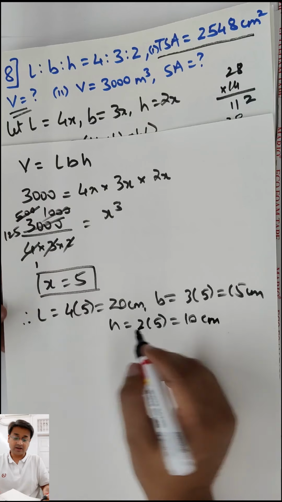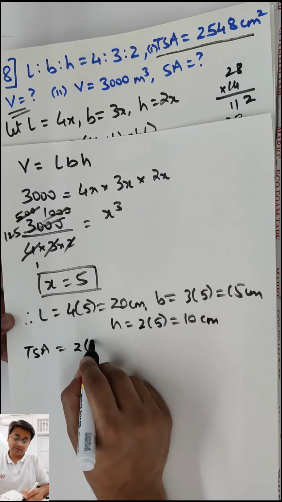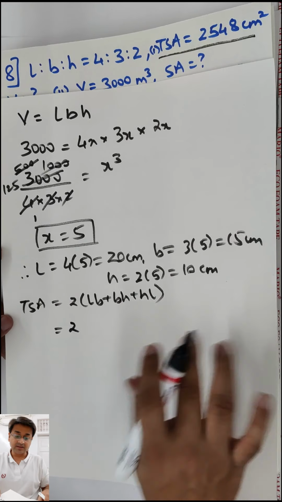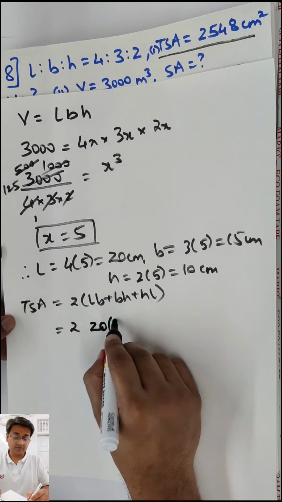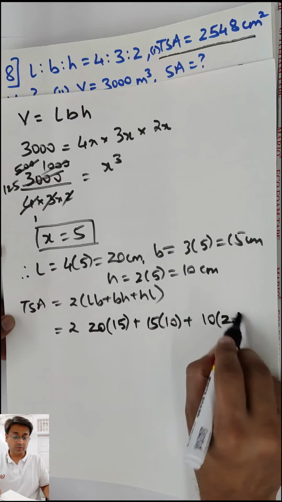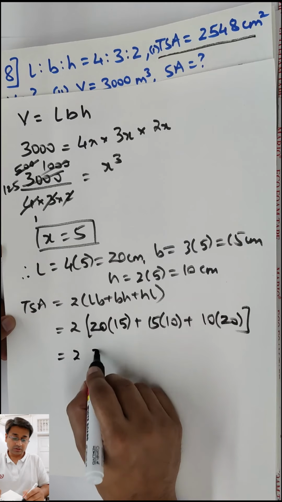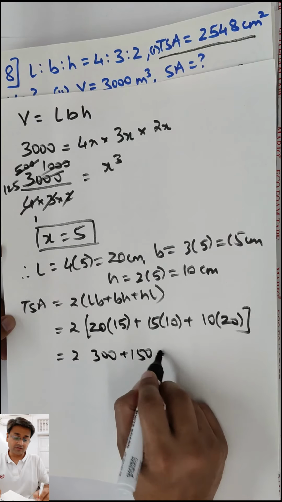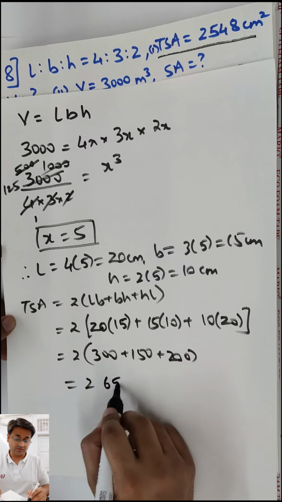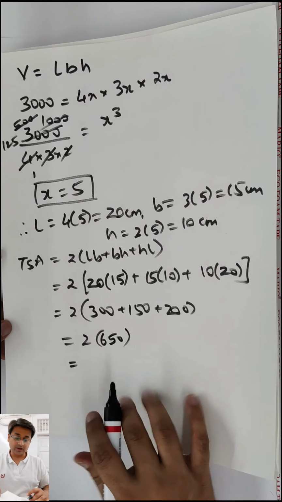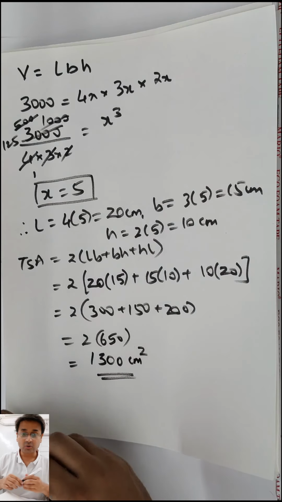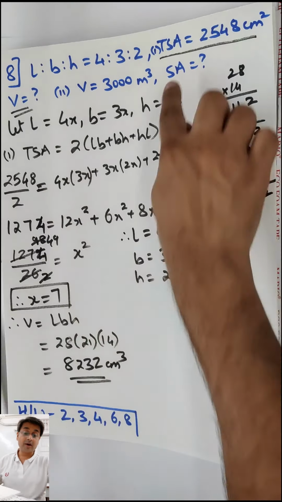So we got our length, breadth, height. Our target is total surface area. So twice length, breadth, breadth, height, height, length. So what is the length? 20, breadth 15, 15 into 10 and 10 into 20. So 300 plus 150 plus 200. So 3 plus 2 5 and 1 650 into 2. So what will I get is 1300 centimeter square as the total surface area. Good. So we managed to do the second part.